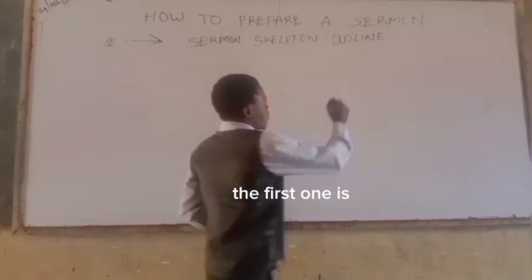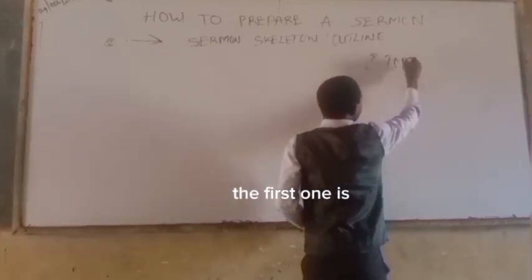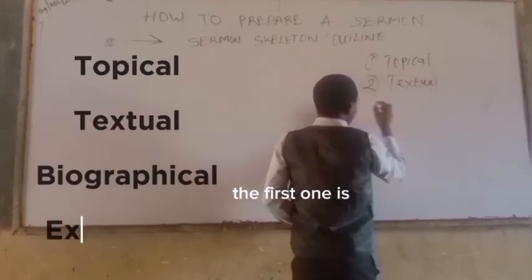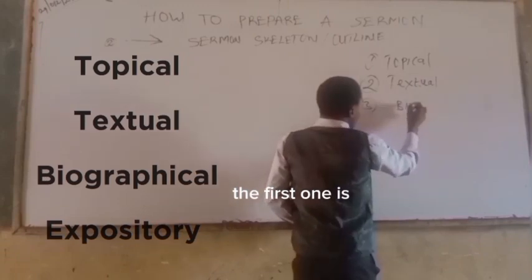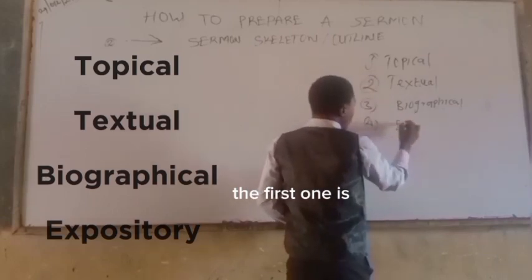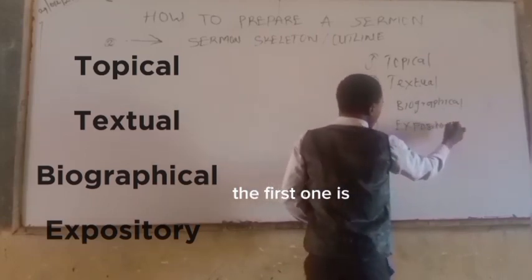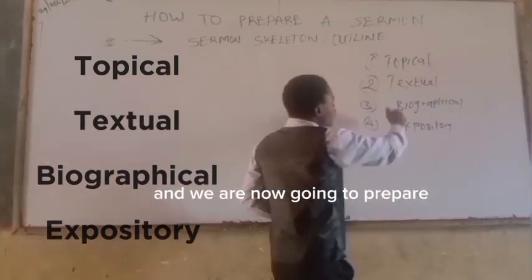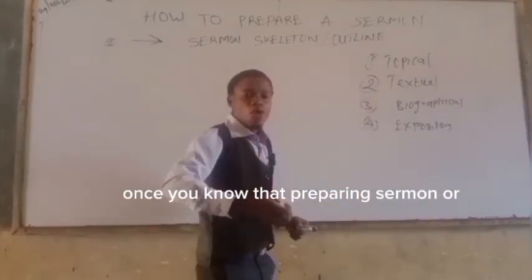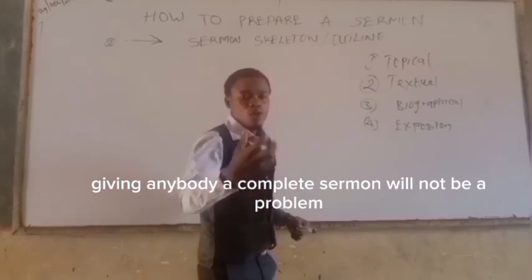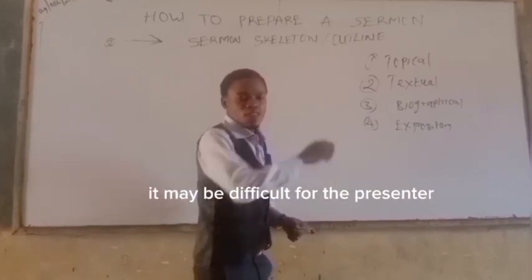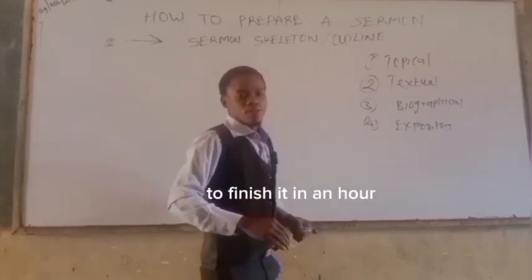The first one is 1, topical sermon. 2, we have textual. 3, we have paragraphical. And the last one is expository. These are the kinds of sermon that we have, and we are now going to prepare some skeleton for each of them. Once you know that, preparing a sermon or giving anybody a complete sermon will not be a problem. Even a sermon you are going to prepare in just 5 minutes, it may be difficult for the presenter to finish it in an hour.